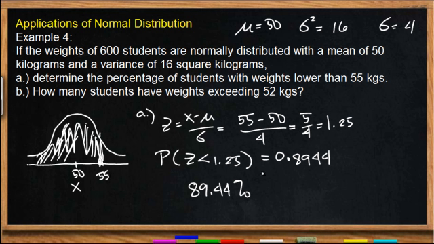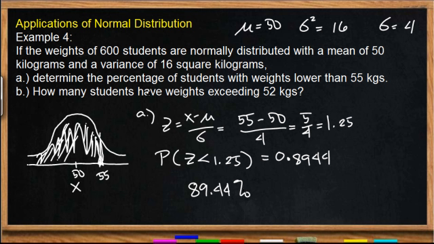So this is the meaning of the probability. 89.44 percent of the time, a student's weight is less than 55. Or we can associate it as 89.44 percent of the students having a weight less than 55.